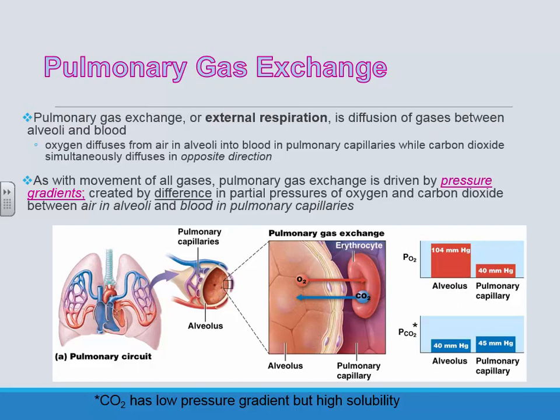It's almost the same, but remember, as far as partial pressures go, it's 40 millimeters of mercury in the alveoli and 45 in the capillary. It's the solubility of the carbon dioxide and the lower pressure gradient that drives the carbon dioxide off of the red blood cell and into the alveolus. So that allows for the pulmonary gas exchange.